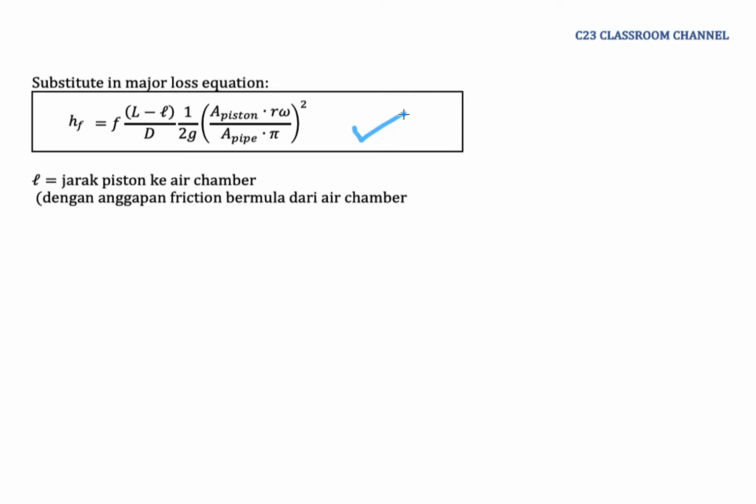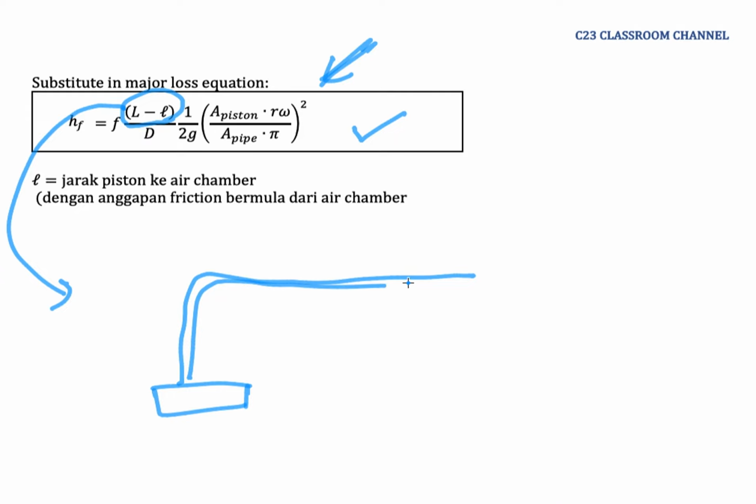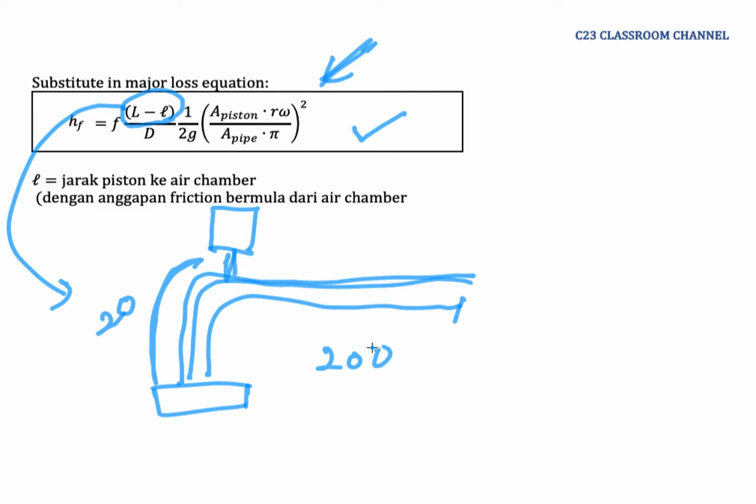Again, because this equation is for steady flow, according to the flow after the air vessel, the value of L here needs to be deducted. We have a piston here, an outlet pipe like this, and an air vessel here. The distance is 20 meters here, and the total distance is 200 meters. So for L here, we only need to take the distance from the air vessel to the outlet, which is equal to 180 meters.